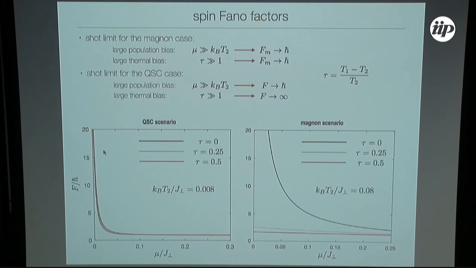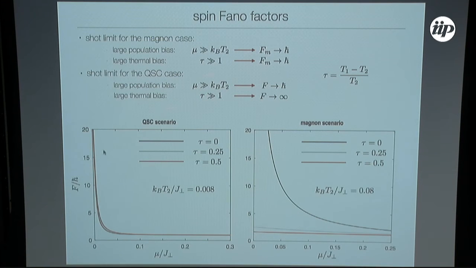For the spin Fano factors, let's look at the magnon case first. I can define the shot limit, so to speak, when the population bias, the chemical potential of the first magnon bath, is much larger than the base temperature, the temperature of the second magnon bath, or the thermal bias is huge, where tau is a dimensionless thermal bias parameter. And then you can show that the spin Fano factor actually approaches h bar. And that just says that you have a Poissonian tunneling of magnons, each of which carries angular momentum of h bar. So that's kind of expected.